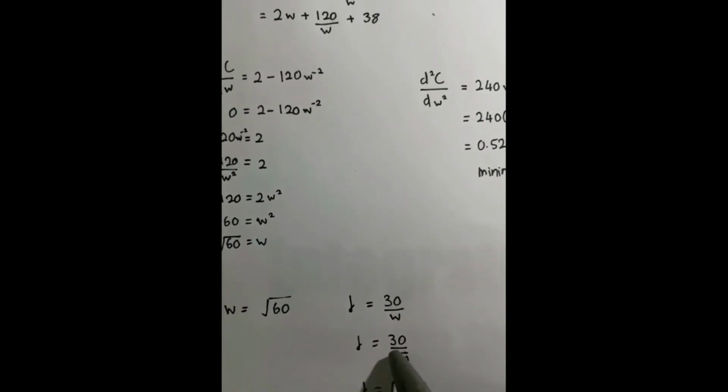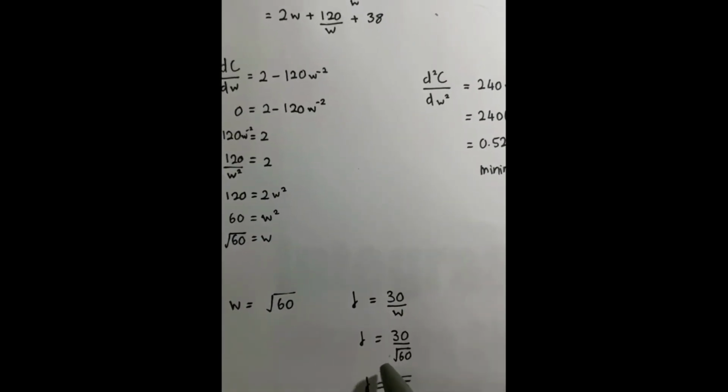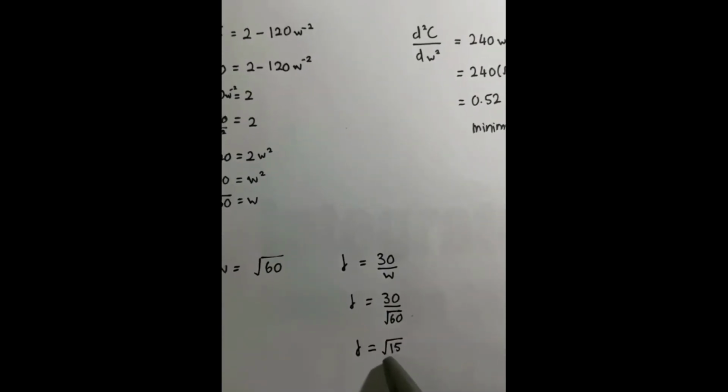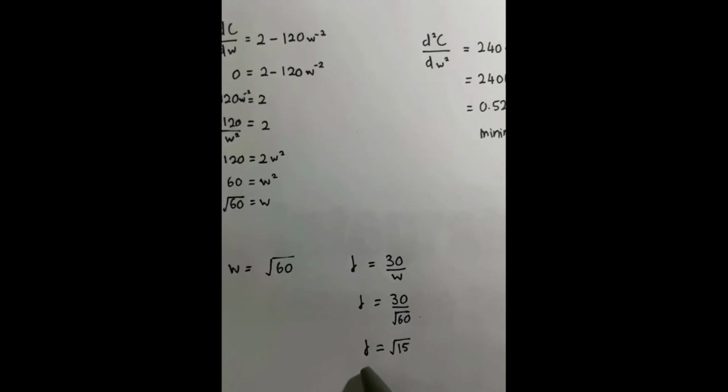So we already get the value of W equals to this value, but we have not yet got the value of L. So we know that L equals 30 over W. So I just substitute the value of W into this formula, and I simplify it using the calculator, and I get this value. This value equals the length.